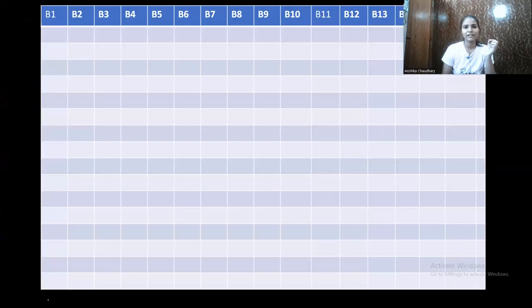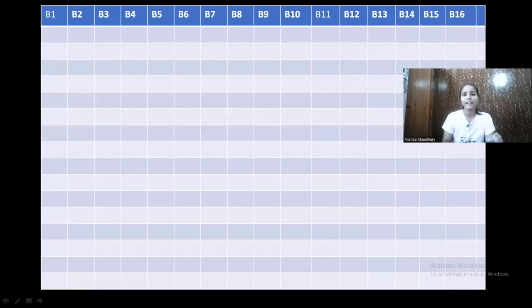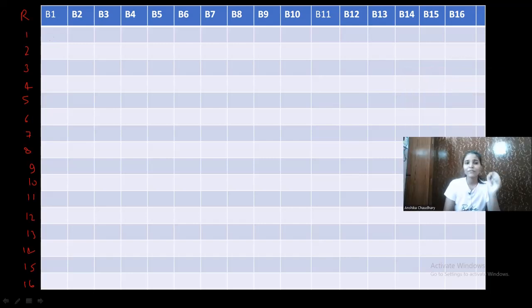Here we have already had a table and there are 16 bulbs. Now there will be 16 rounds as well. At the very initial stage all the bulbs were off, but at round 1 we will be turning on all the bulbs. So this time all the bulbs are on. You can skip this writing part, but I have to complete the solution.